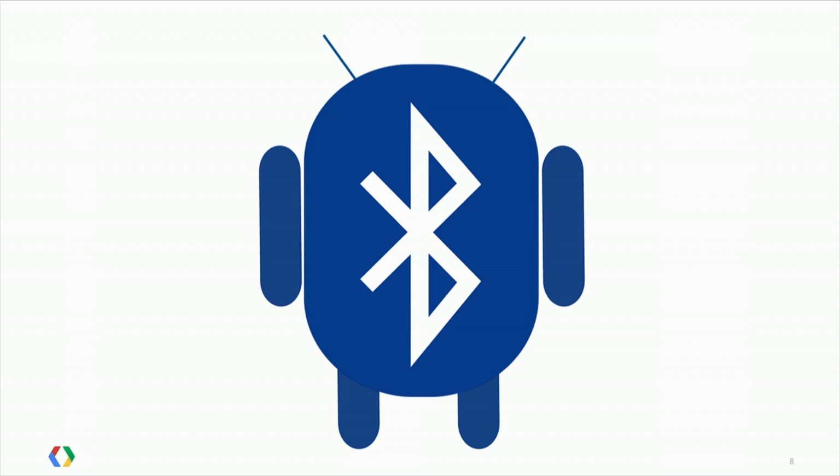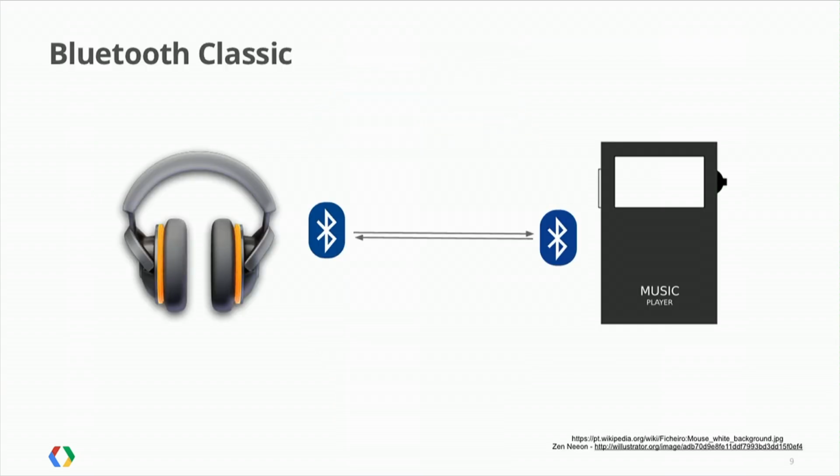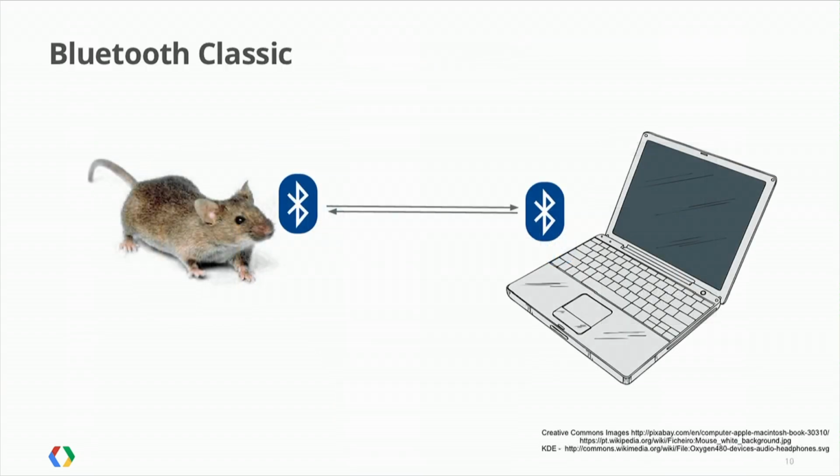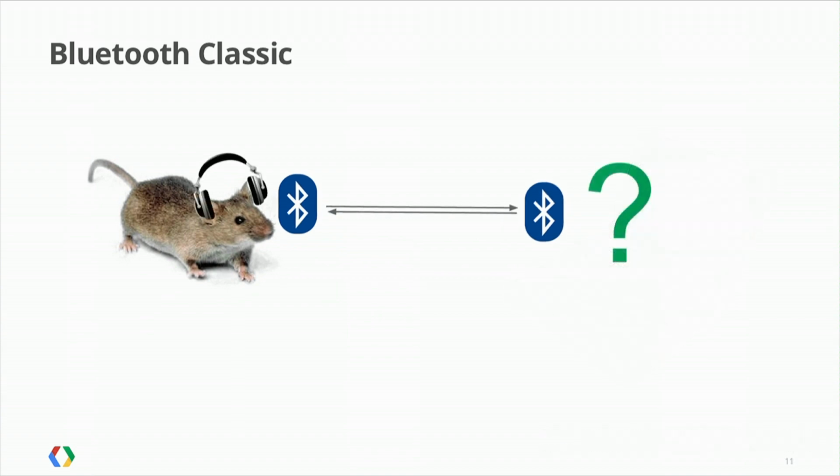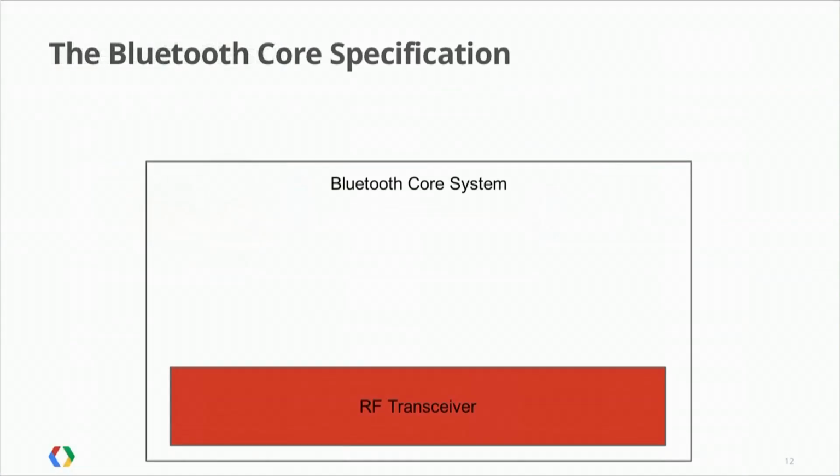So you can use classic Bluetooth to connect music to music players, mice to laptops, or mice with headphones to anything you want. But the point is, these things need to be able to talk to each other. They need to be able to discover each other. They need to be able to connect. And they need to be able to talk a common language. And for that, they're going to need a Bluetooth stack. So what's a Bluetooth stack?